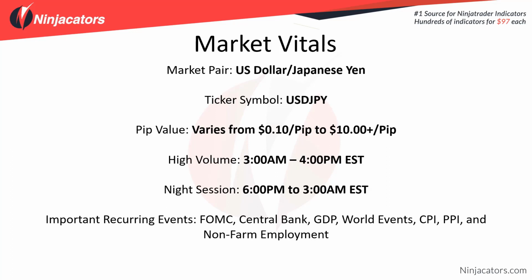The pip value varies. Some brokers will let you go below 10 cents a pip, but it goes from 10 cents a pip to $10 plus per pip. So it goes in terms of micros, minis, and standard contracts. Micros are 10 cents a pip, minis are $1 per pip, and standard contracts are $10 per pip. Now, obviously, you can trade as many contracts as you like, so you can go $100 a pip if you like, so the pip value does vary.